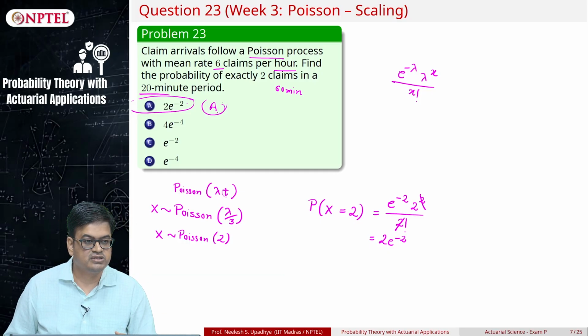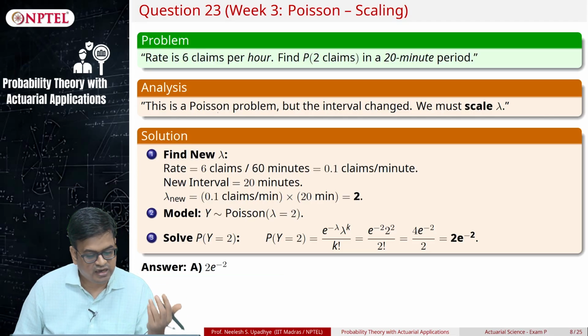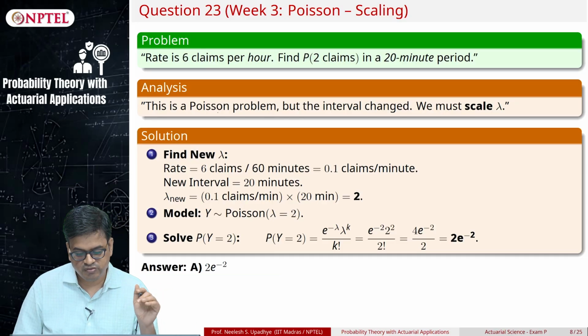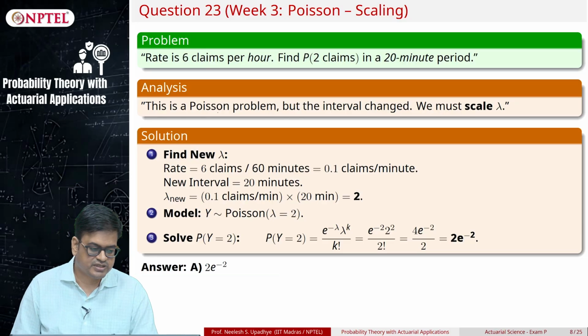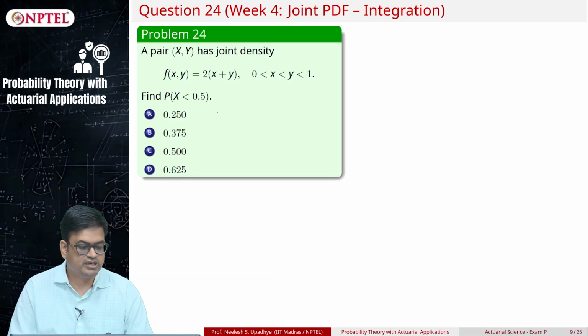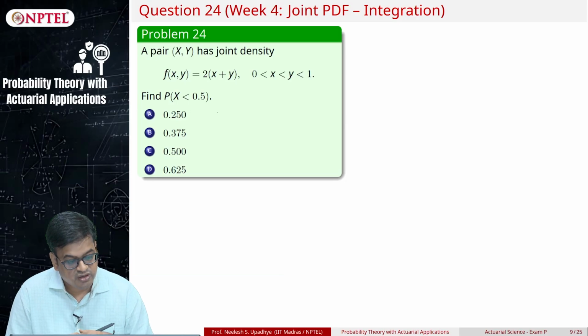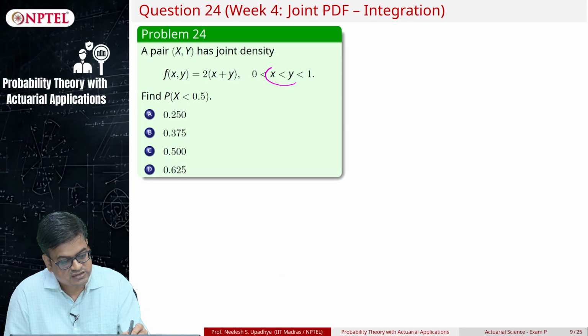So, we can do this in a way, this is the proper way. So, we must scale lambda, and I have already done that, and therefore, y follows Poisson lambda equal to 2, and then it is just a mere algebra that will give you the correct answer. Let us move on to next question, problem 24, where you have been given a joint density of 2 continuous random variables f x y equal to 2x plus y, where 0 less than x less than y less than 1. Okay. So, here is a catch.